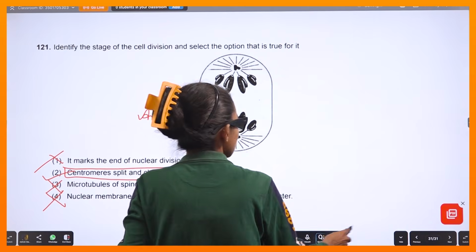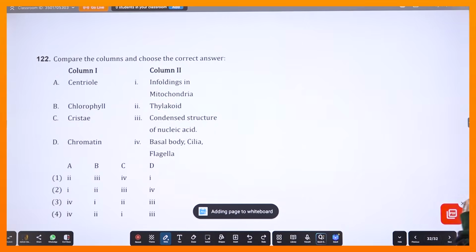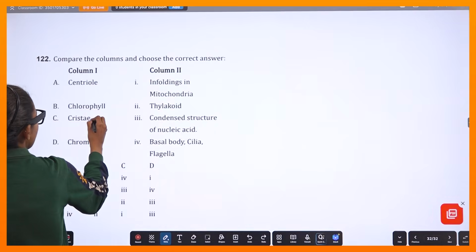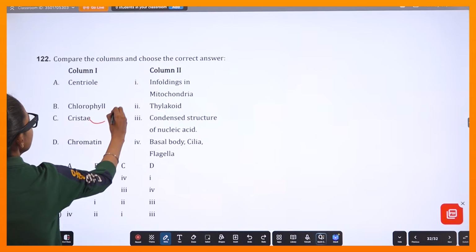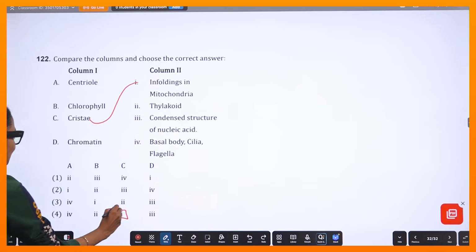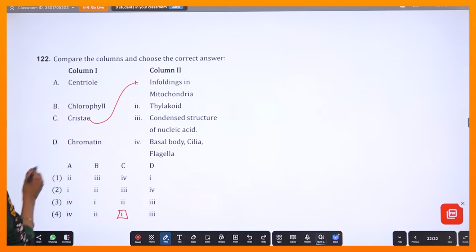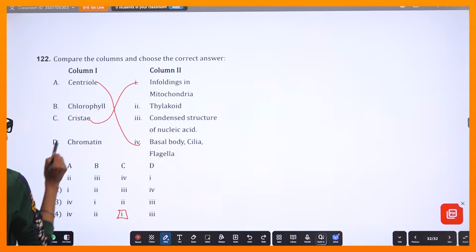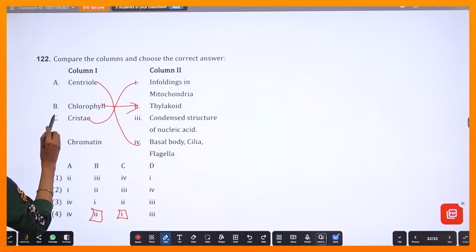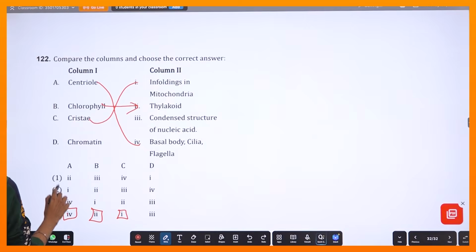Cristae, infolding of mitochondria. C1 is there only in one option. That means A will be the basal body of the flagella. Chlorophyll is located in thylakoids. B2, A4, and D3.